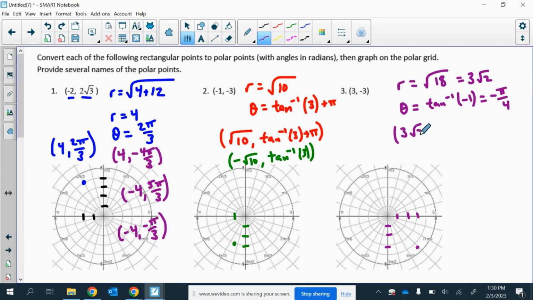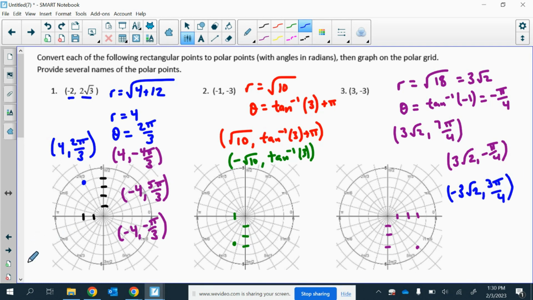So I end up with 3 root 2, 7 pi fourths, or 3 root 2, negative pi fourths, or I could say something like negative 3 root 2, 3 pi fourths. There are a lot of different ways that you can write this point.